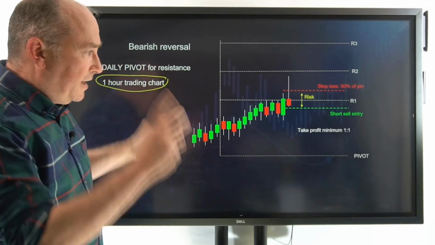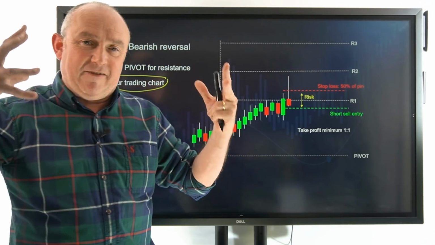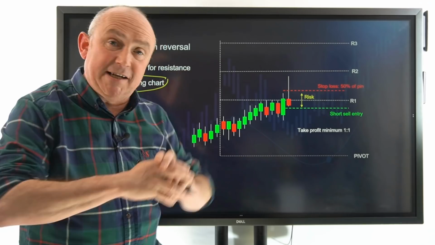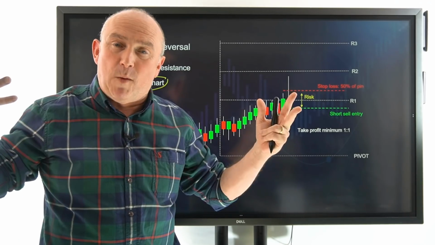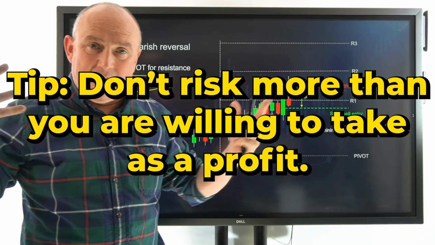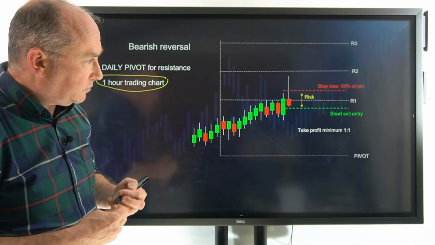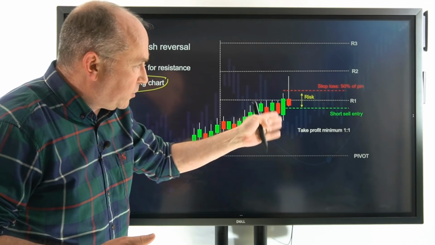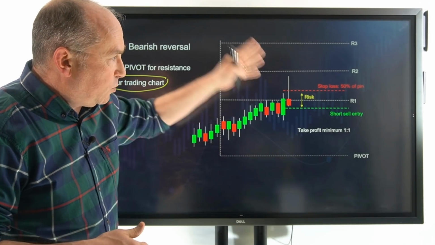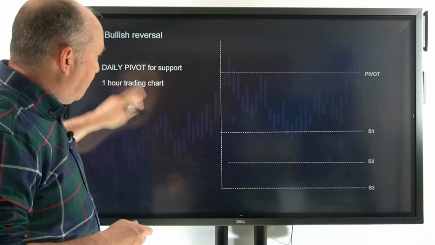But I do insist, if you're trading this strategy, you really think of it in terms of a minimum of 1-to-1 risk reward. So you don't want to be risking more than you're prepared to take as a profit. So that's basically the bearish reversal using the pivot points, and those would be your entries. Go away and back test it.